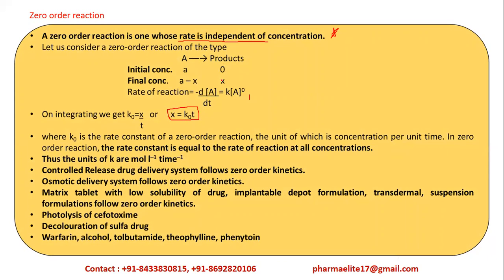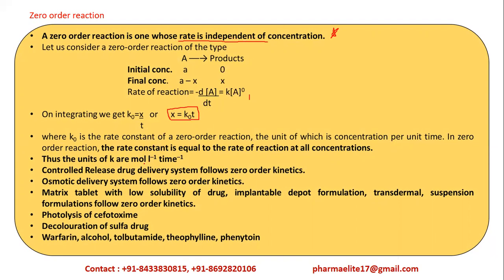So in this case, you can see that the rate of reaction is independent of concentration, that is zero order, where K0 is the rate constant for zero order and the unit of it is concentration per unit time.